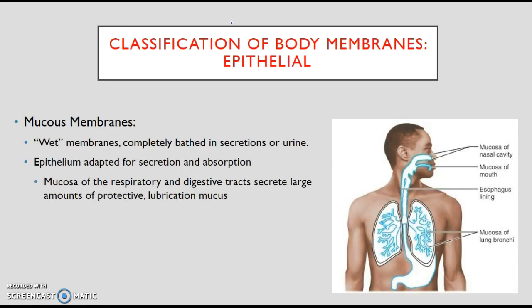Mucous membranes are known as wet membranes because they are bathed in secretions, and their epithelium is adapted for secretion and absorption. So the mucosa inside of your respiratory and digestive tracts are going to secrete large amounts of this mucus. The mucus inside your respiratory tract, inside your lungs, you're going to have a mucus layer all through here. And then in the digestive tract, we just talked about those goblet cells secreting mucus to help keep a nice slick surface in there.